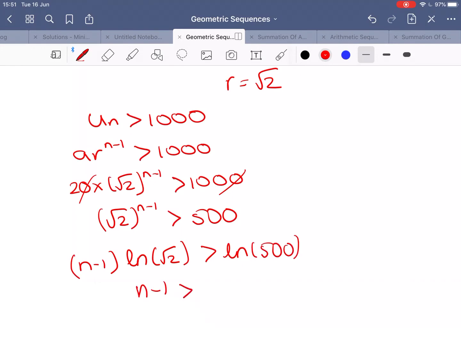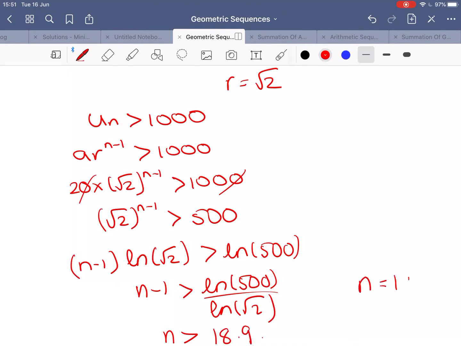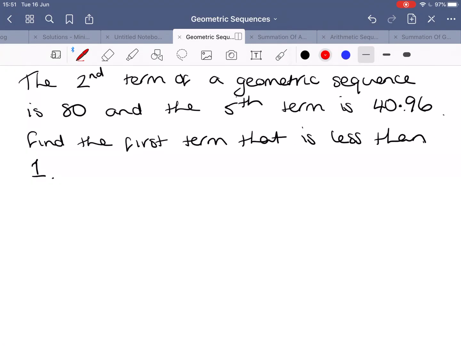So n minus 1 is greater than the natural log of 500 divided by the natural log of root 2. And so my n is going to be greater than all of that plus 1. If we put that in our calculator, ln of 500 divided by ln of the square root of 2 equals 17.9, but then we've got to add the 1, and so n has got to be greater than 18.9. So the lowest value of n is 19. Okay, right, this is the last one now.